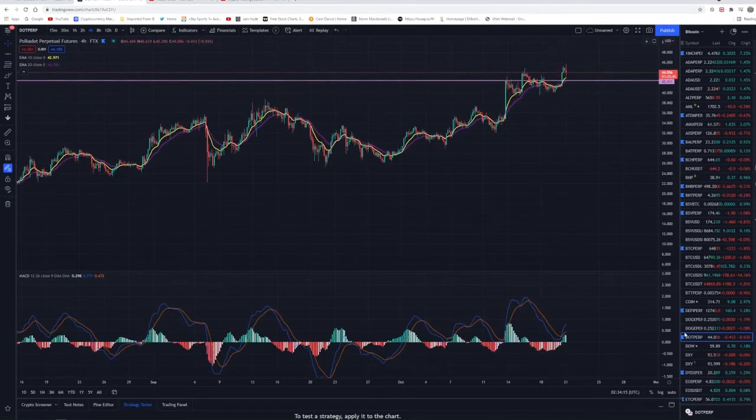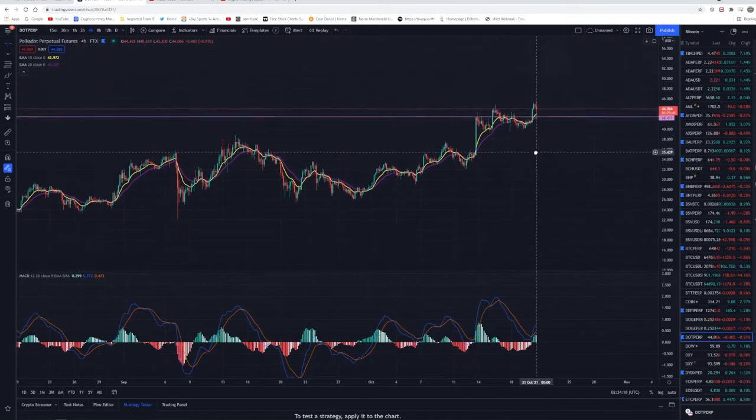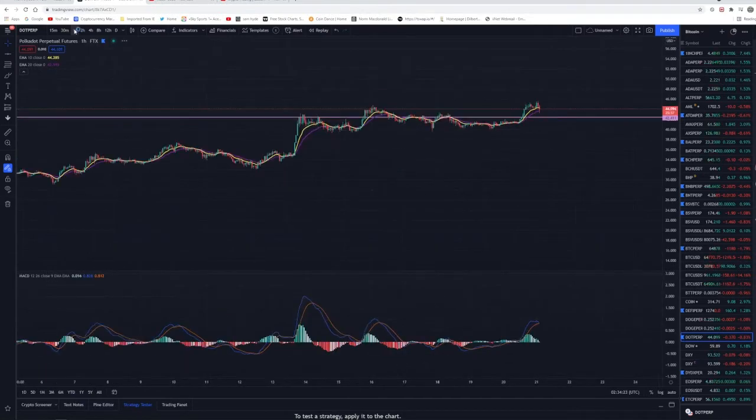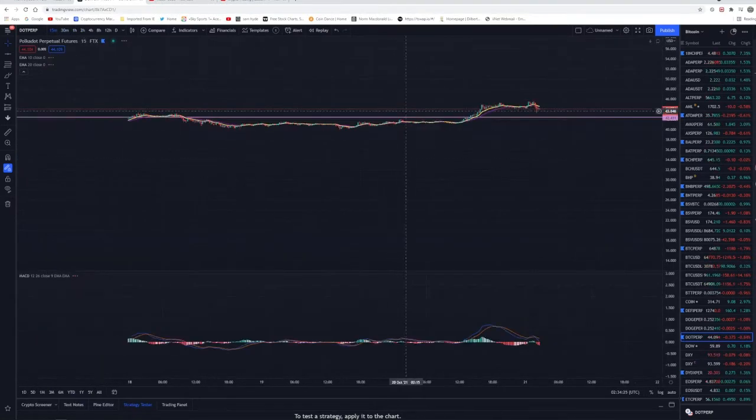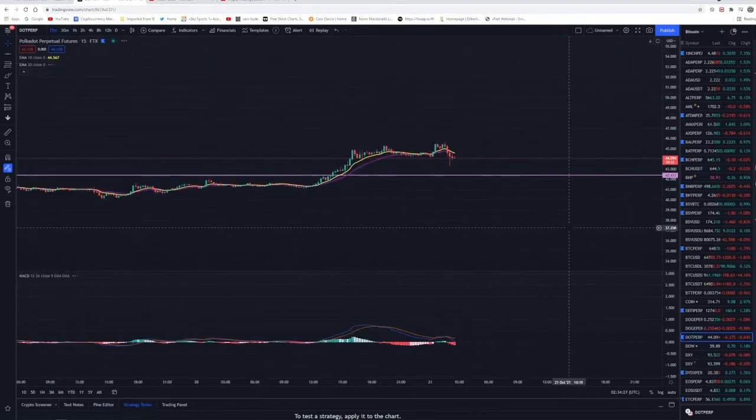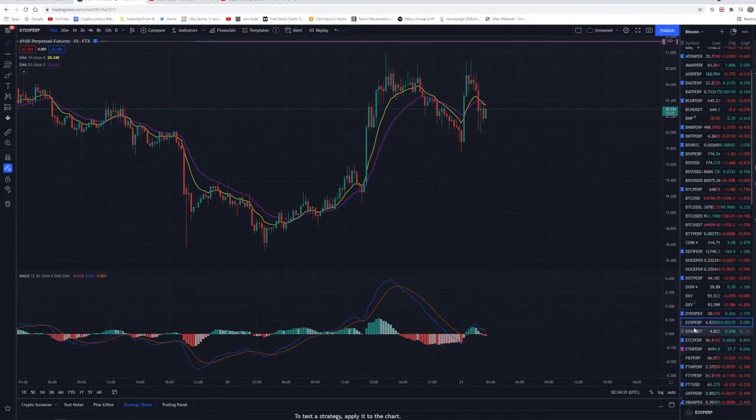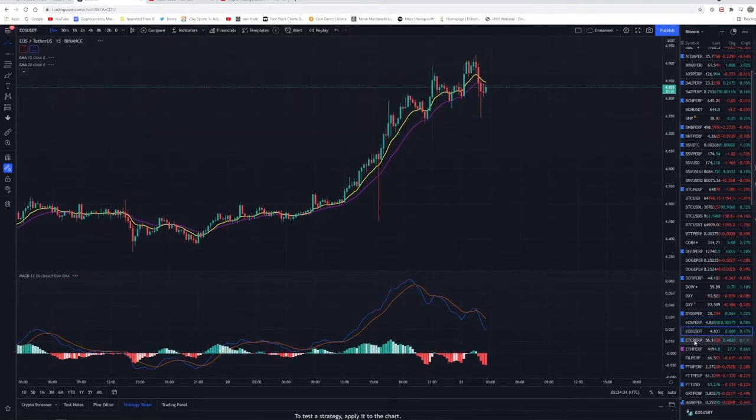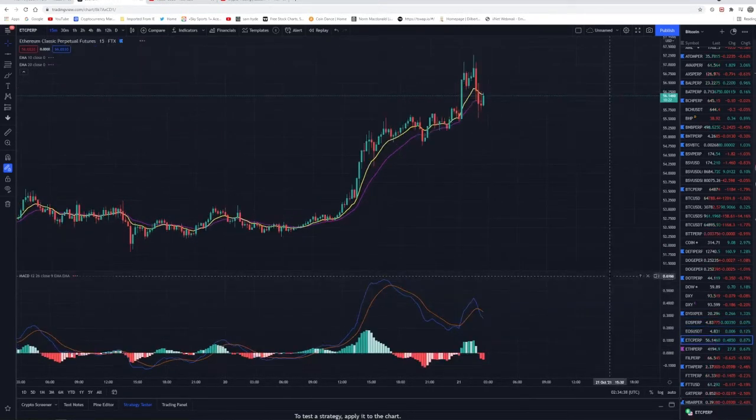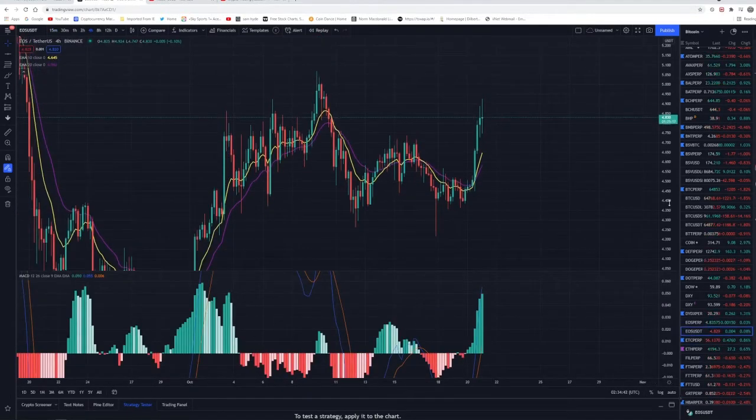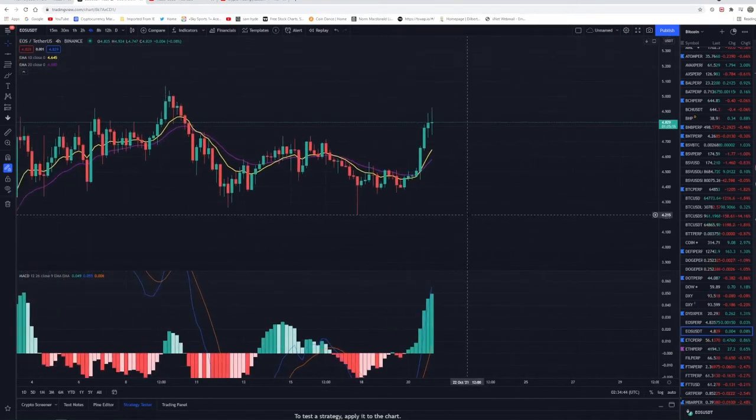I'm not seeing too much there on DOT. Still a little bit messy. Let's zoom in a bit. No, it's got too messy now. Okay. No. No. No. Hang on. Let's go back to the 4 hour. Okay, EOS. Wow. That's on a bit of a tear.